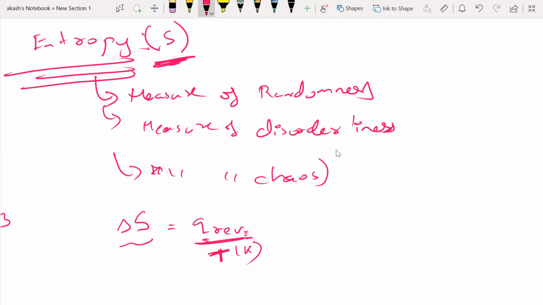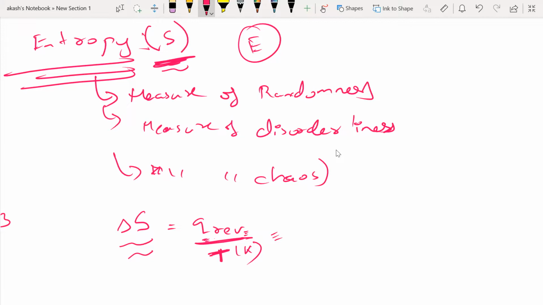So just like how we had E, I told you that the absolute value of E cannot be found out, only the change in E can be found out. Same way, the absolute value of S cannot be found out, only the change in S, that is delta S, can be found out, and that is defined by this formula. There is no derivation. This is how it is defined: Q reversible by T in Kelvin.